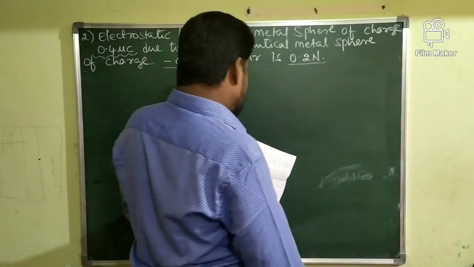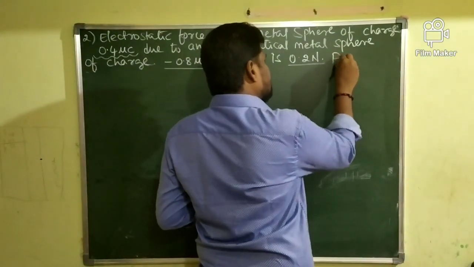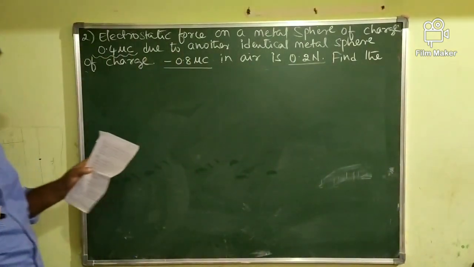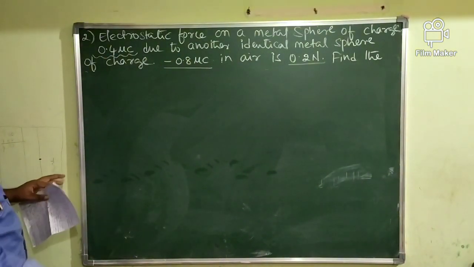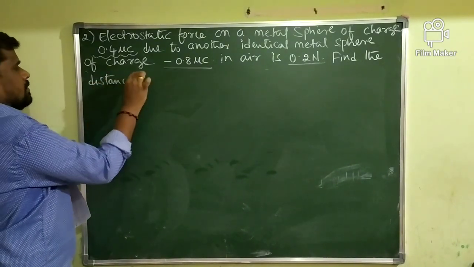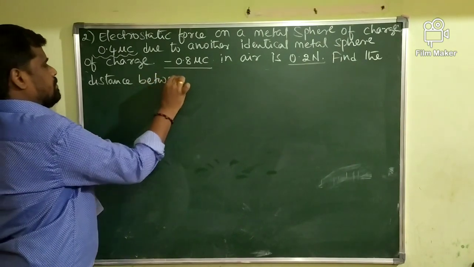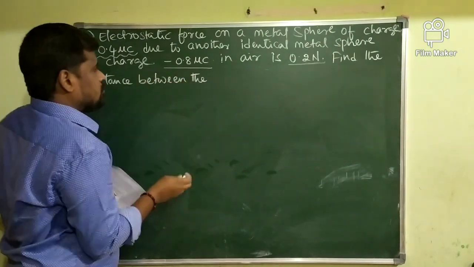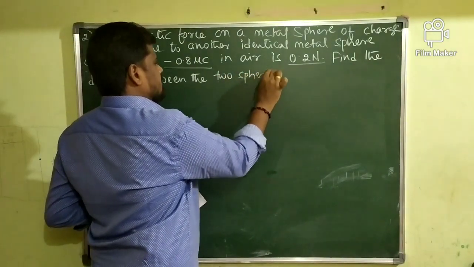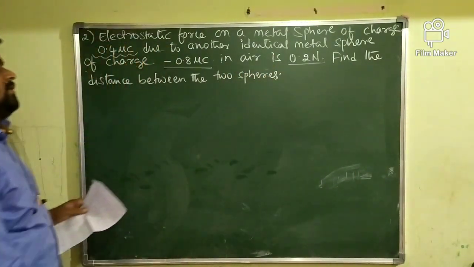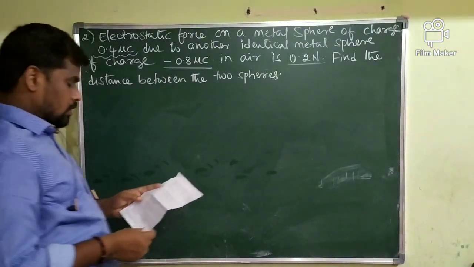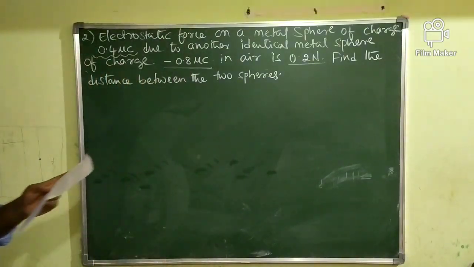Continue. Find the distance between the two spheres. You have to determine the distance between what? Two spheres. This is the first part of the example.